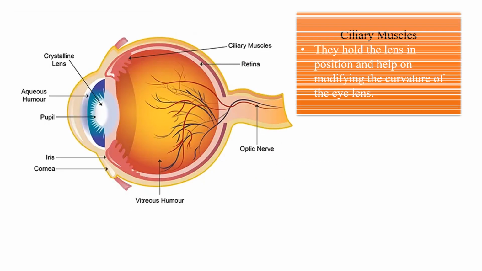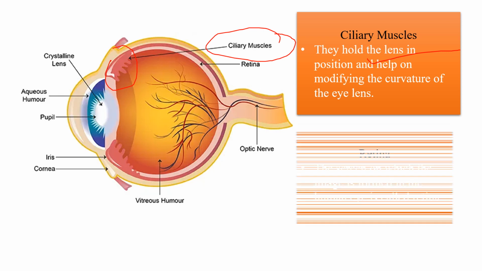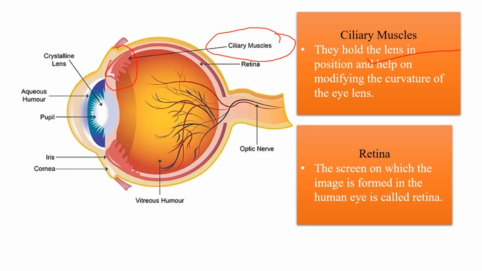So now next we'll talk about the ciliary muscles. Now what is the ciliary muscles' function? They hold the lens in position and help in modifying the curvature of the lens. This is the function of ciliary muscles, which hold the lens in position and help in modifying the curvature of the lens. Now, retina.